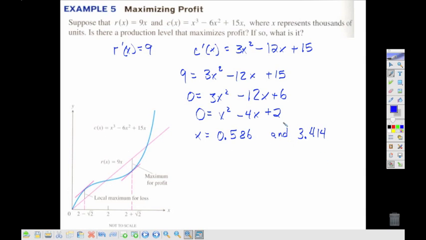Now we need to decide which of these would actually be the maximum profit. We could plug back into our original functions, find where the revenue is larger. We also have a graph here, so notice the blue one is our cost function. This lower value then, the cost is greater, this is actually a loss. So this would be our profit over here, and so that's actually going to be our maximum value. To answer this then, this is going to be our maximum when 3.414, look at your units here, so 3.414 thousand units are produced.